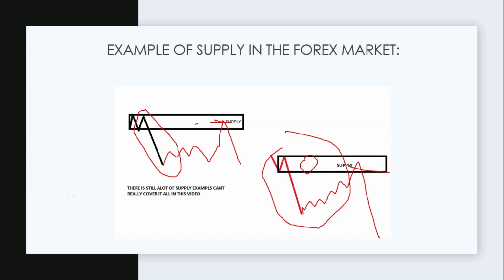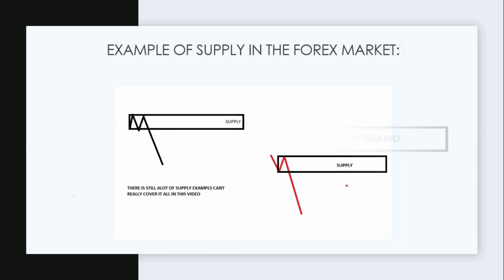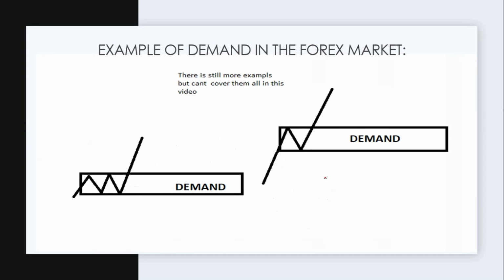Okay, this is how supply works. Let me just draw a supply just here. You see, the market always comes back and shoots down. Okay, so let's look at an example of demand in the forex market. As I said, there are still more examples, but I can't cover them all in this video. I will make a video explaining them on the chart.